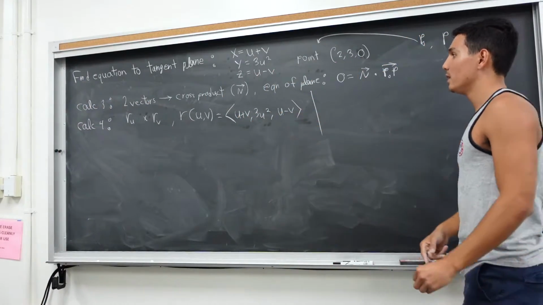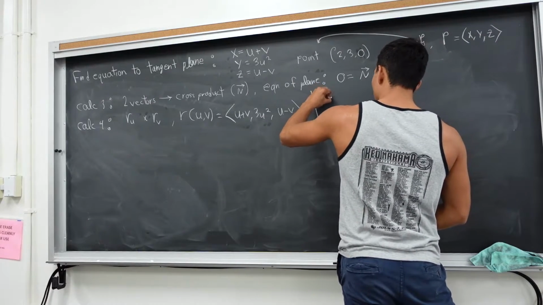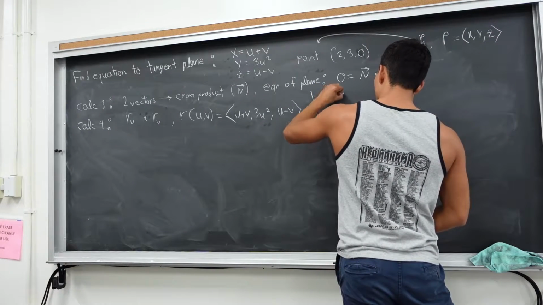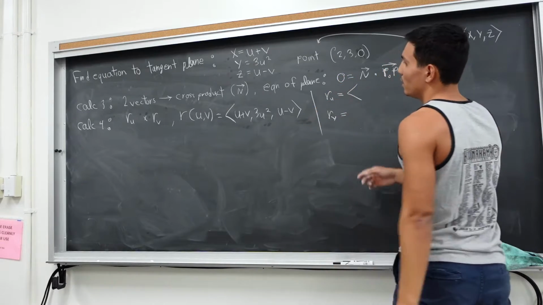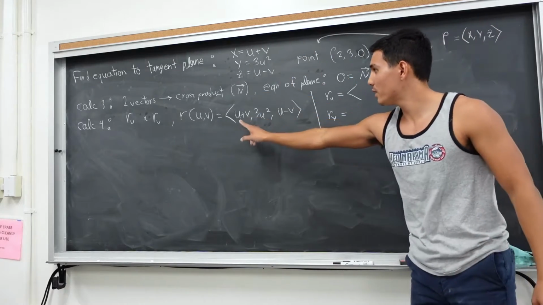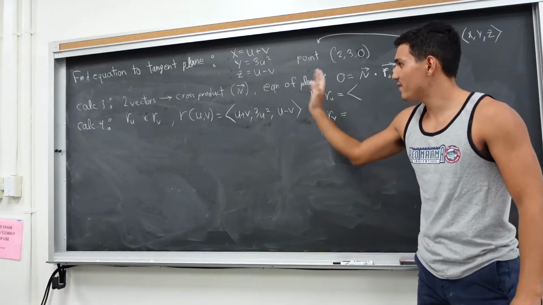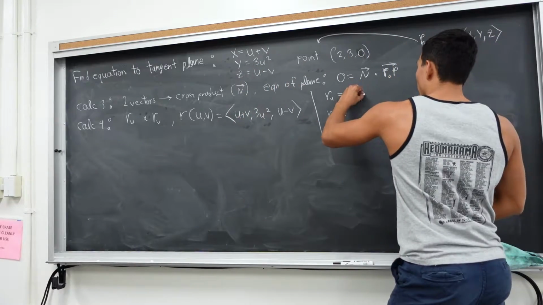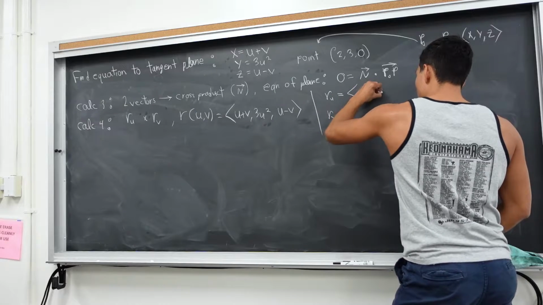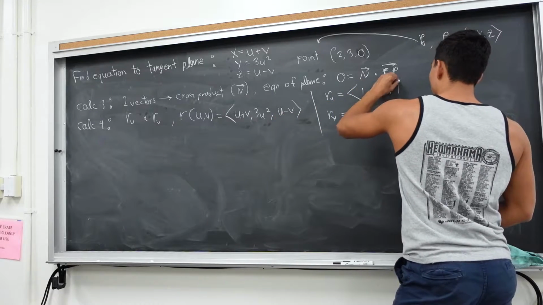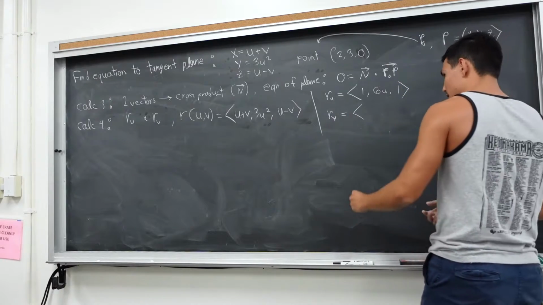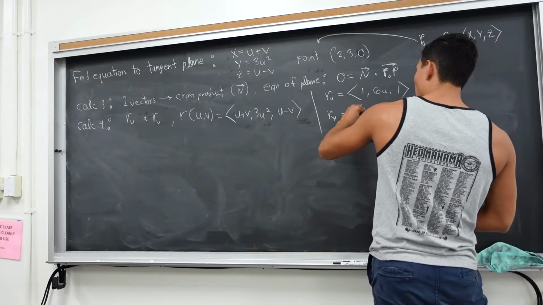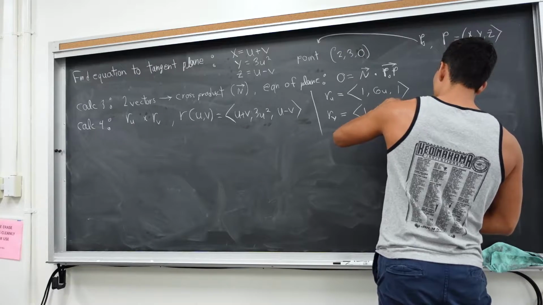Okay, let's take r_u and r_v. Let's take those derivatives. So r with respect to u, everything that has a v is a constant, so it will be 1, 6u, and 1. R with respect to v, everything that's u is a constant now, so it's going to be 1, 0, and negative 1.